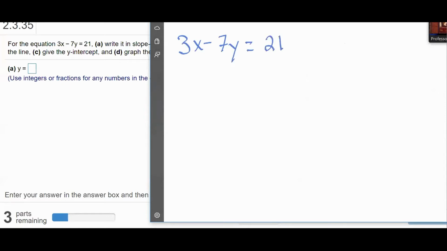Now, based on what I was showing in the previous half regarding x and y intercepts, since 3 and 7 go into 21 nicely, if we put in 0 for y, 3x equals 21, divide both sides by 3, and we'll get that x is 7 for our x-intercept.